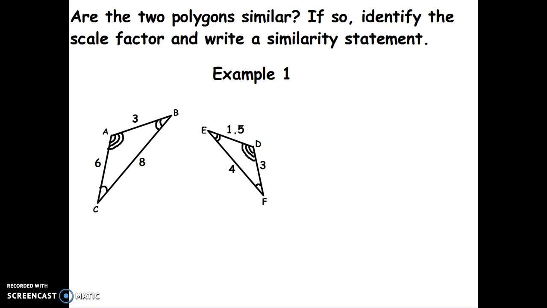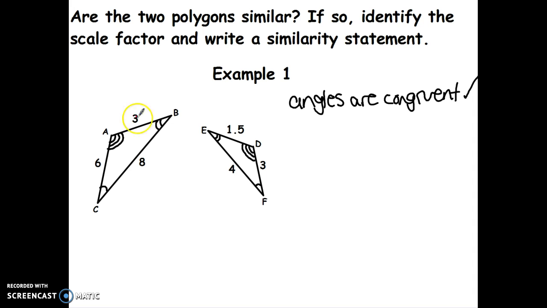So are the two polygons similar? If so, identify the scale factor and write the similarity statement. In order for them to be similar, first of all, the corresponding angles have to be congruent. So we see that angle C is congruent to F, B is congruent to E, and A is congruent to D. So the angles are congruent, and we can check that off. Now we have to check to see that the sides are proportional.